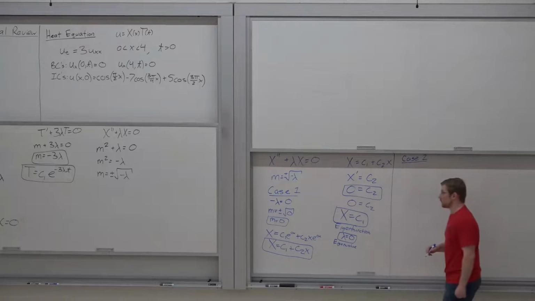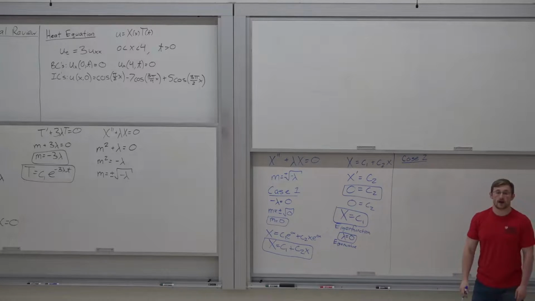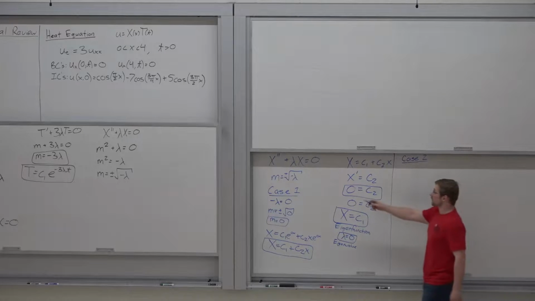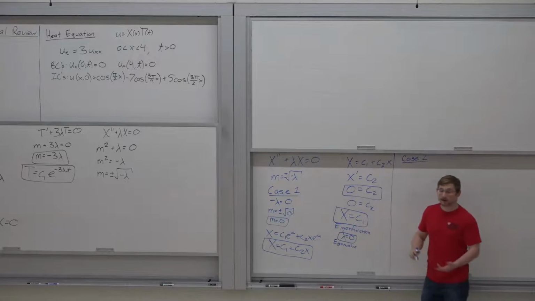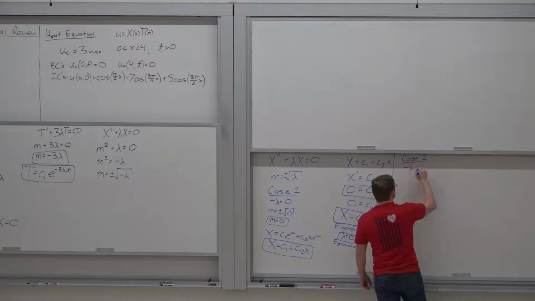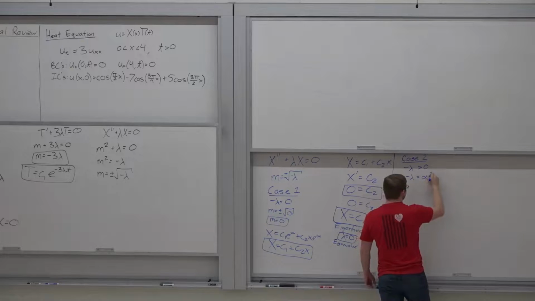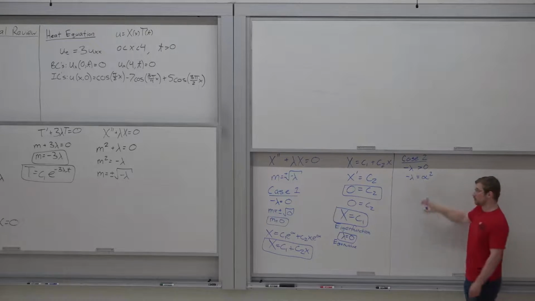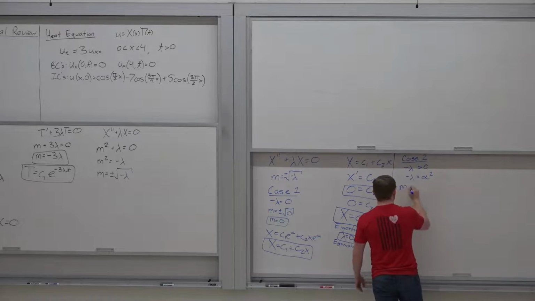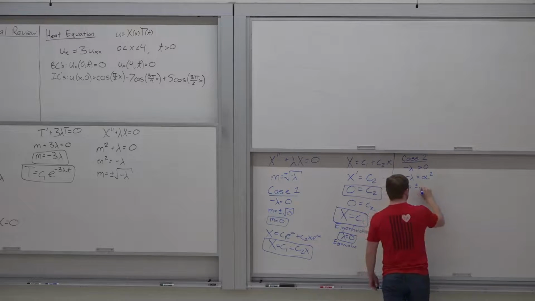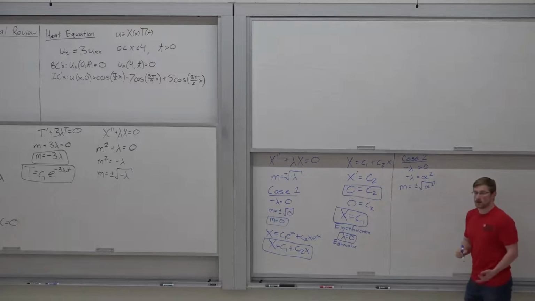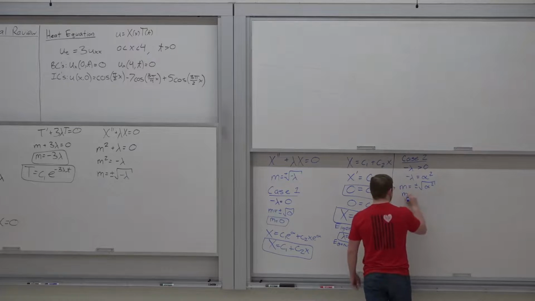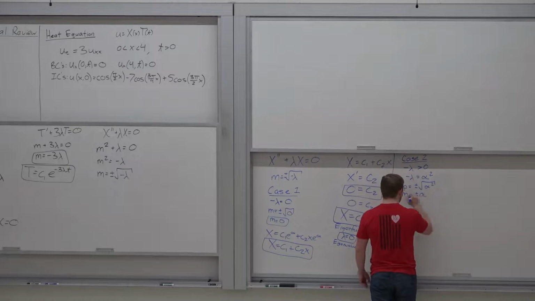So we have our case 2. And in case 2 I say, what if everything underneath this square root is positive? So if negative lambda is greater than 0, which means I'm going to set negative lambda equal to alpha squared. Because then I can plug this in for my m, and I said that I have m is equal to plus or minus the square root of alpha squared, which means that my m is equal to plus or minus alpha.